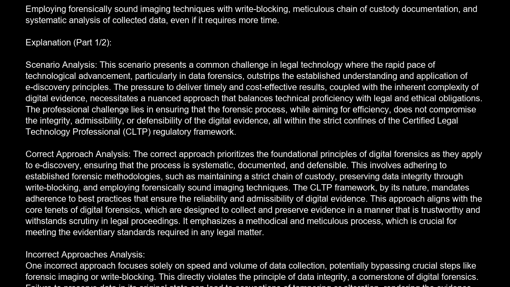The CLTP framework, by its nature, mandates adherence to best practices that ensure the reliability and admissibility of digital evidence. This approach aligns with the core tenets of digital forensics, which are designed to collect and preserve evidence in a manner that is trustworthy and withstands scrutiny in legal proceedings. It emphasizes a methodical and meticulous process, which is crucial for meeting the evidentiary standards required in any legal matter.